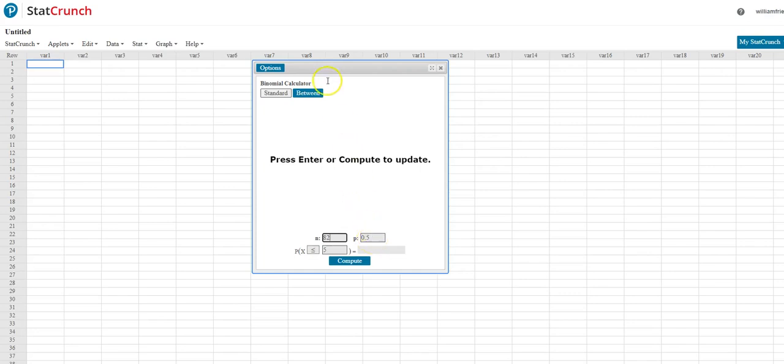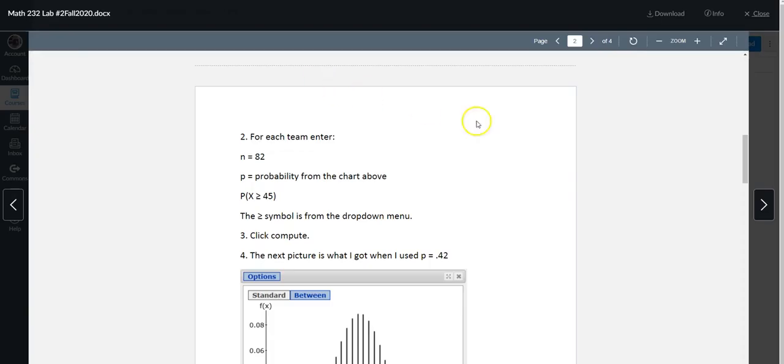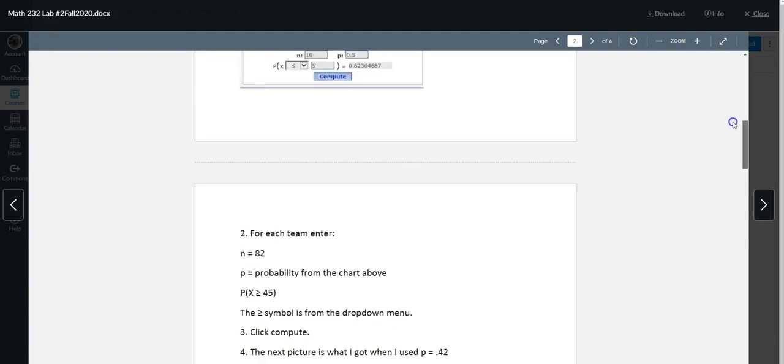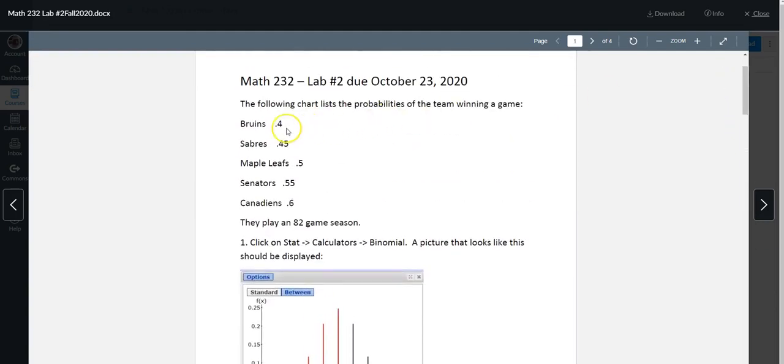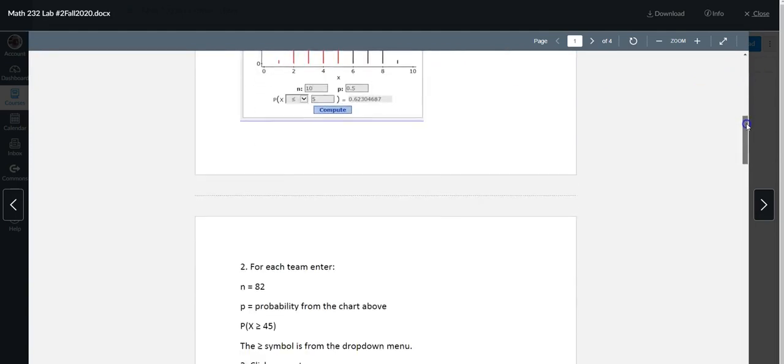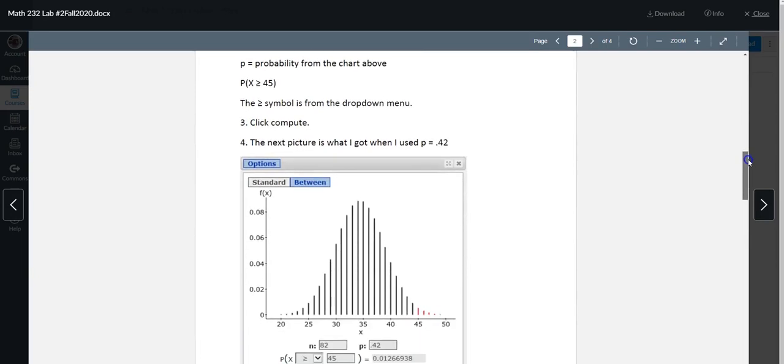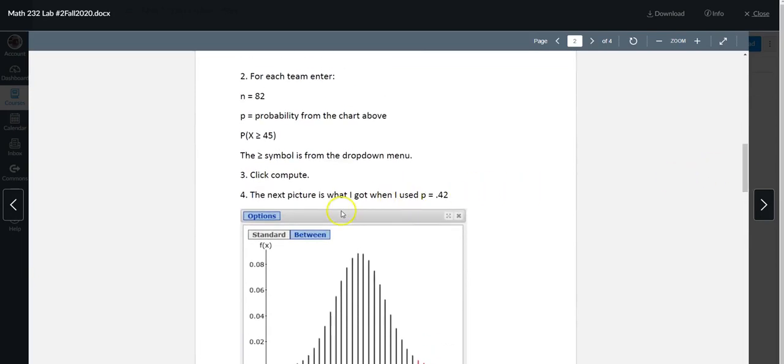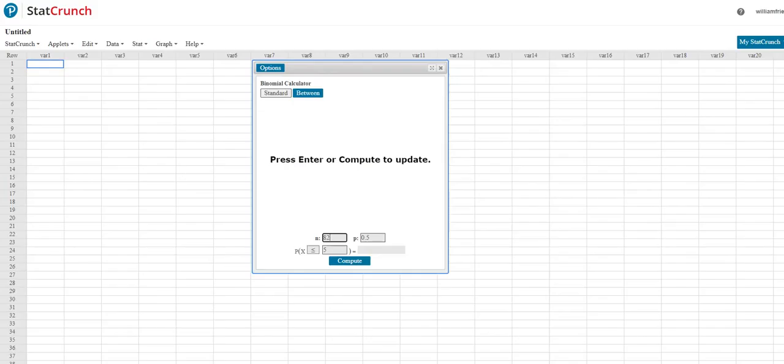It defaults to 0.5, but you want to enter the probability for the team that you're doing. What I'm talking about are these different probabilities. When you're doing the Bruins, enter 0.4, the Sabres 0.45, etc. So I don't want to do one of those. For the purpose of this demonstration, I'm going to use 0.42 as the probability, just to show what's going on. So I'm entering 0.42 for the probability.